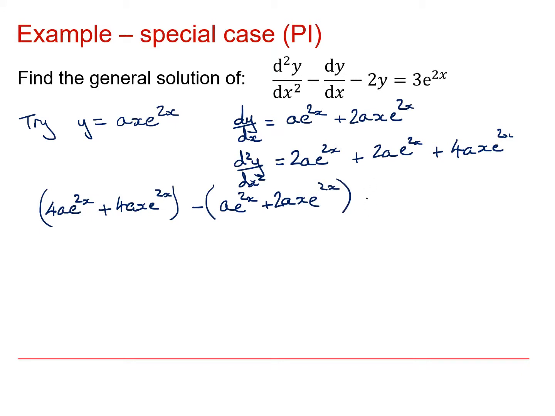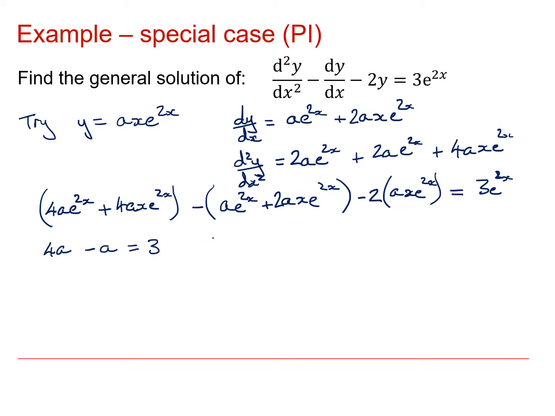And then I'm going to get minus 2 lots of a x e to the 2x. And that's all got to come out to be 3e to the 2x. So if I look at the things that just have e to the 2x in, I'm going to get 4a from this bracket, minus a from this bracket, and nothing from this bracket at the end. And that's equal to 3.